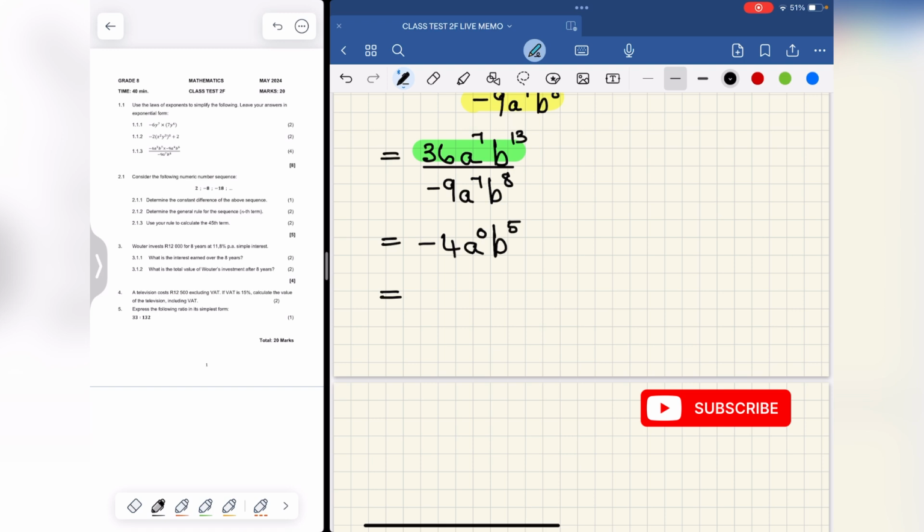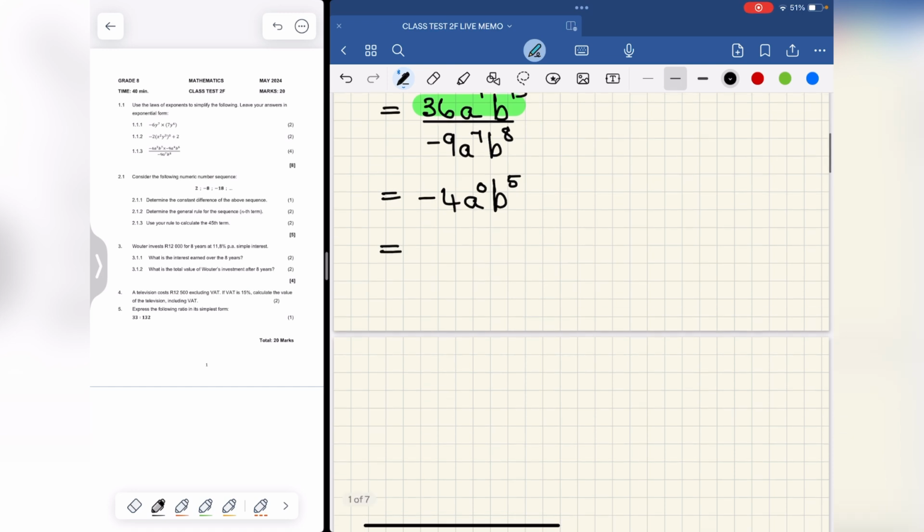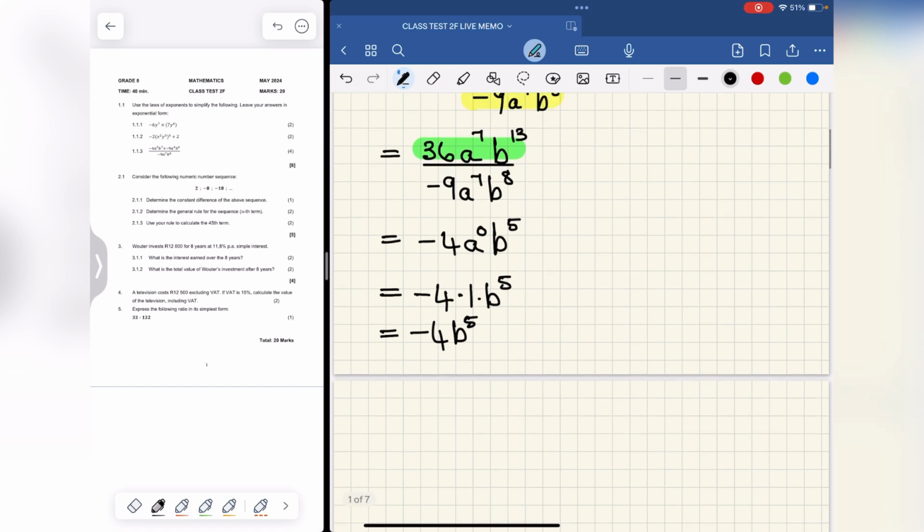Now, many of you made the mistake of leaving the a as part of your answer. But remember, it's a to the power 0, so a to the power 0 is 1. So you are going to then end up with negative 4 times 1 and times that b to the power 5, which is of course simply just negative 4 b to the power 5. So there are no more a's left, it's gone. That is why you do not write the a in your answer.